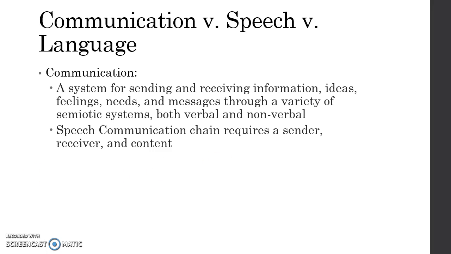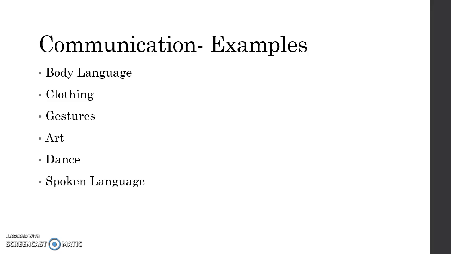Communication, speech, and language all have different meanings in our field. Communication is a system for sending and receiving information, ideas, feelings, needs, and messages through a variety of semiotic systems, and these can be verbal and nonverbal. It requires a sender, a receiver, and content. Some different examples: body language, clothing, gestures, art, dance, spoken language. These are all methods of communication.